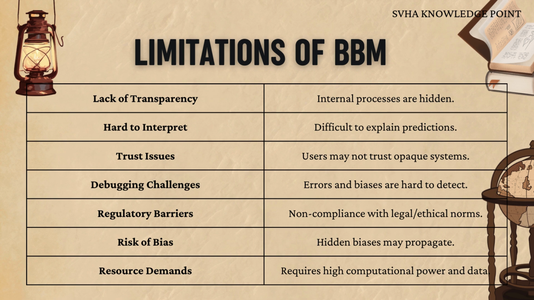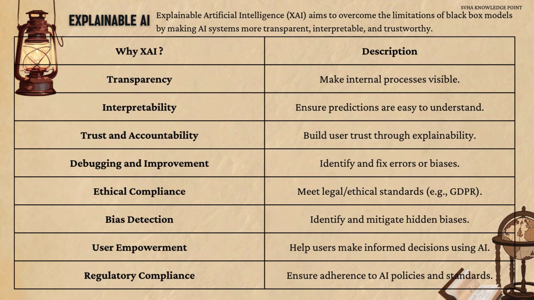Errors or biases in the model are hard to detect and fix without insights into internal workings. Regulatory barriers: non-explainable decisions may not meet legal or ethical standards. Risk of bias: there might be hidden biases in the training data or algorithm which may propagate without detection. And black box models are resource intensive, that is, they often require significant computational resources and data. Explainable AI aims to overcome these limitations by making the AI system more transparent, interpretable, and trustworthy.